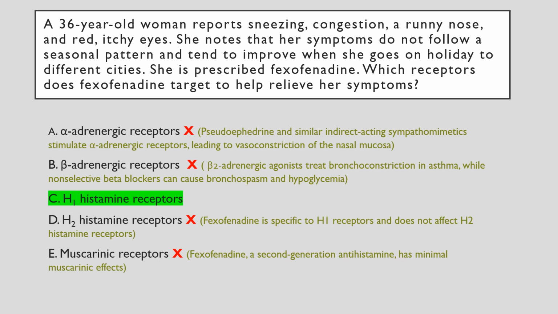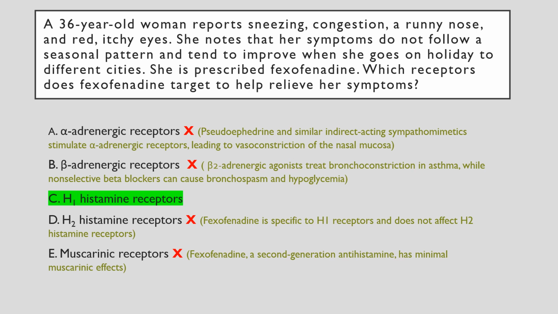Let's have a look at why the other options are incorrect. A. Alpha-adrenergic receptors are incorrect because pseudoephedrine and related indirect acting sympathomimetic agents such as oxymetazoline act to stimulate alpha-adrenergic receptors and cause vasoconstriction of the nasal mucosa.